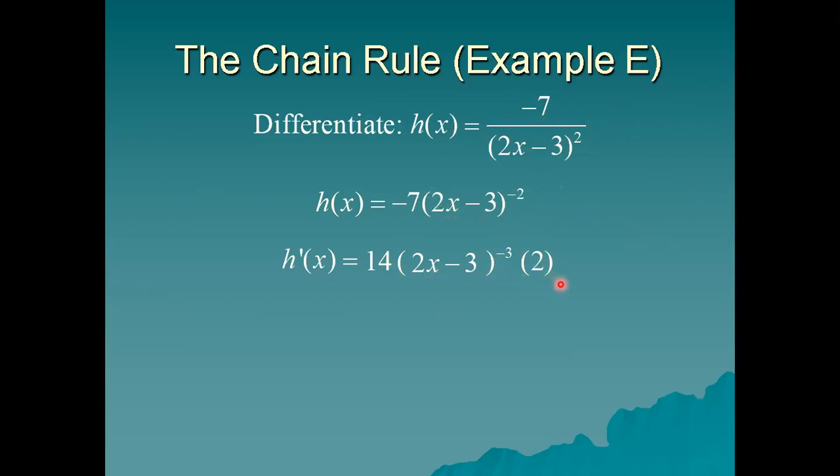Okay, by applying the rules of differentiation again, that's 28 because 14 times 2 is 28. And our denominator will be the quantity 2x minus 3, cubed. And that's our final answer.